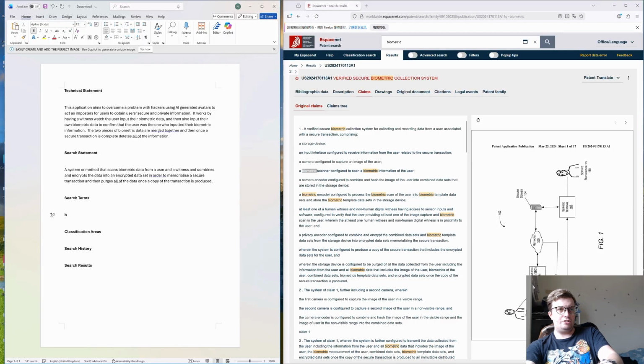So biometric data. What we want to use are synonyms of that. Biometric would have things like eye, fingerprint, voice. These are typical biometric techniques, or ways of getting biometric data. These are some of the typical ones. This isn't an exhaustive list, it's just to give you an example.